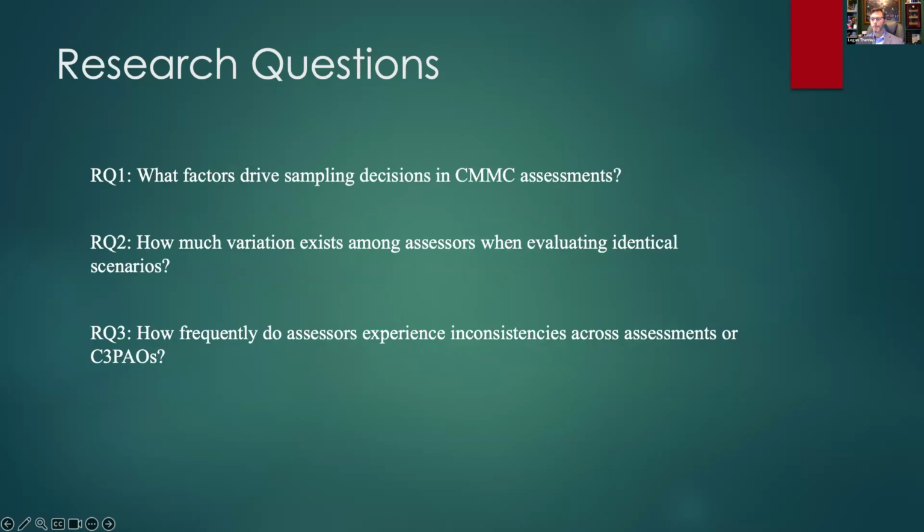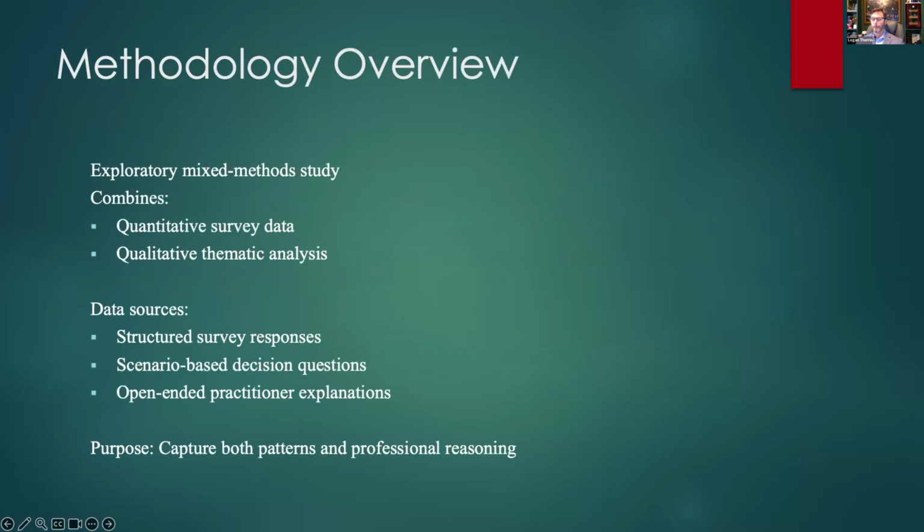The study is guided by three research questions. First, what factors drive sampling decisions in CMMC assessments? Second, how much variation exists among assessors when evaluating identical scenarios? And third, how frequently do assessors experience inconsistencies across assessments or across different C3PAOs? These questions are designed to move from anecdotal observation to measurable insights.